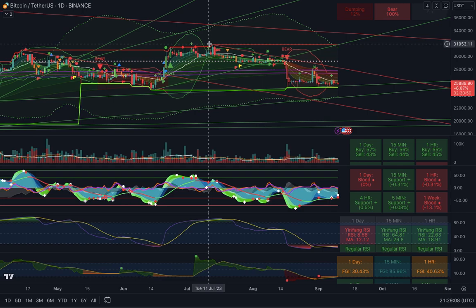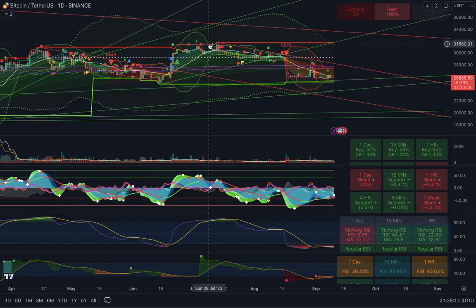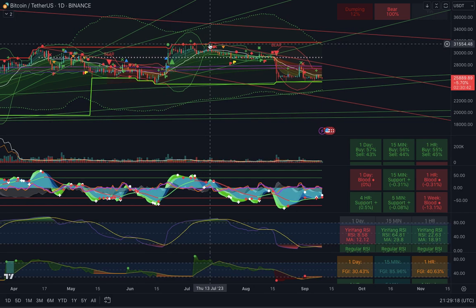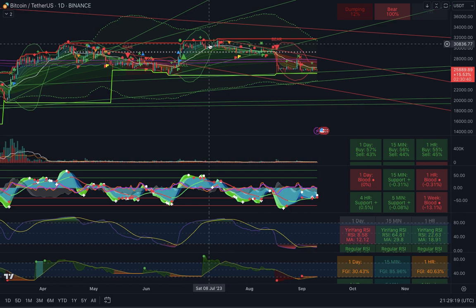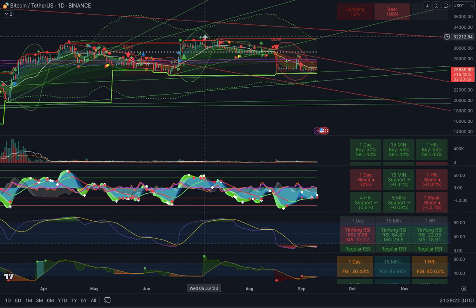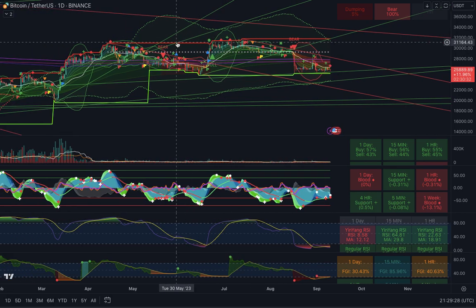People are projecting, and hopefully, if we're lucky, we should be seeing a new all-time high near the end of 2024. Some people are projecting around 100K around the middle of 2025. If we're lucky, we may see that.